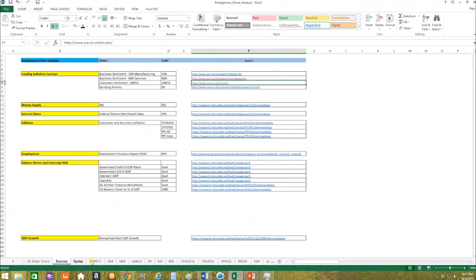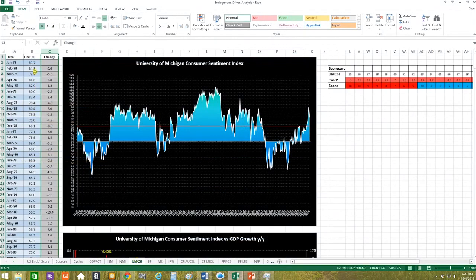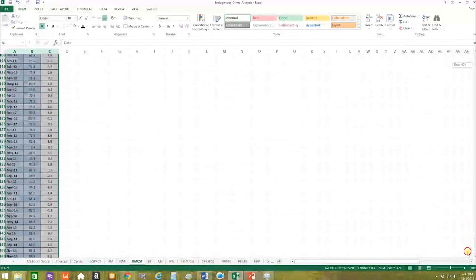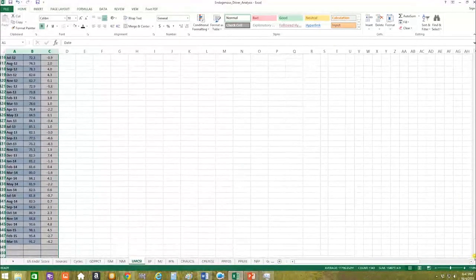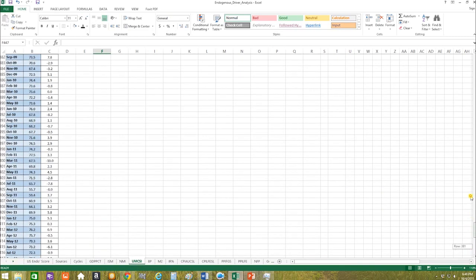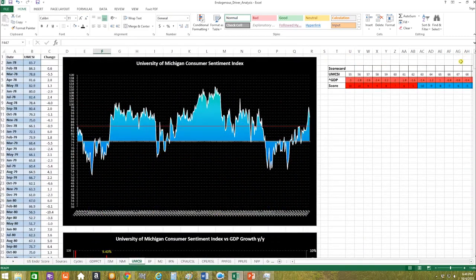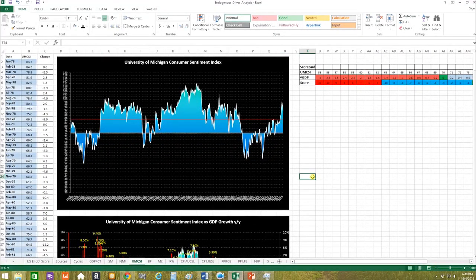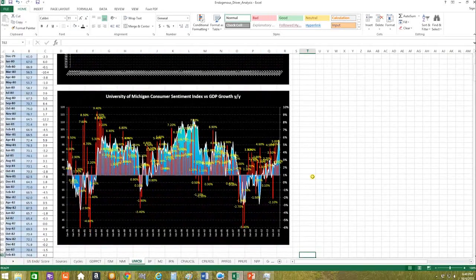So if you want to get the data yourself, just go to the website, download it, but all the data's here for you. And all you have to do to update this spreadsheet is, again, scroll down to the bottom and just put in the latest number here. The latest number we have here is for March 2015, so that's reported in April. So feel free to update these sheets if you want to. And if we scroll down, we can look at this chart more closely.